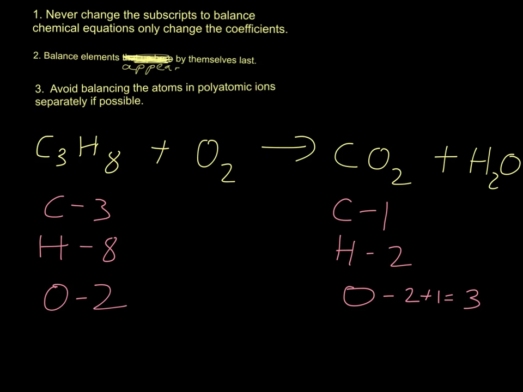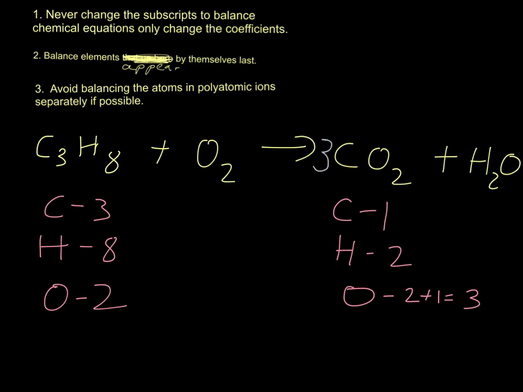Notice oxygen appears by itself. So we're going to save oxygen for last. We're going to start off balancing our carbons. I have 3 carbons on one side, 1 on the other. What can I multiply 1 by to get 3? You guessed it, 3.